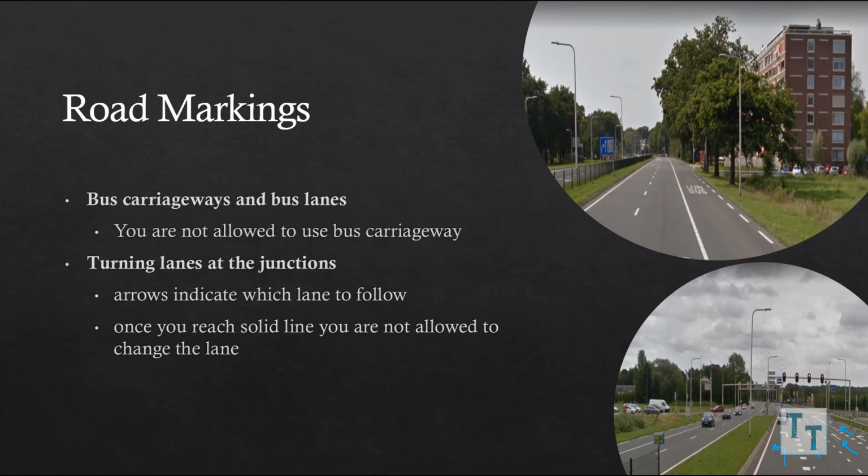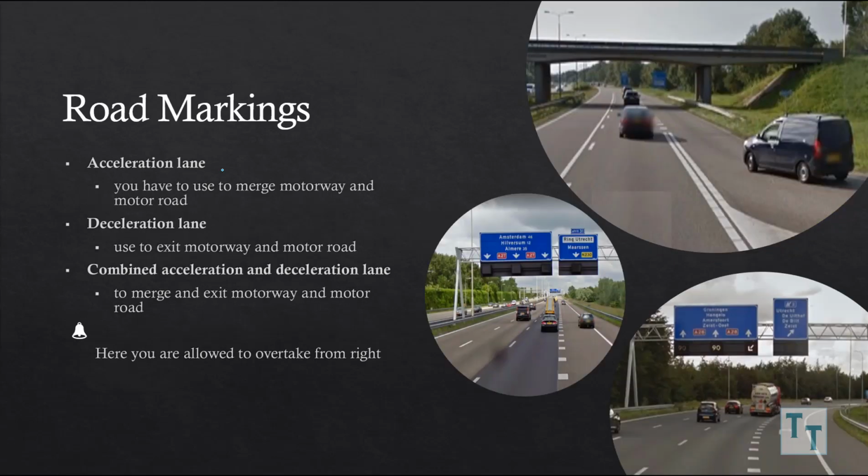When you have a broken line, you are allowed to change lanes. Once you reach a solid line, you are not allowed to change lanes. And you are also not allowed to turn from lanes other than the dedicated one. For instance, if you are in one of these two lanes, you are not allowed to turn left or right. You have to choose your lane in advance.